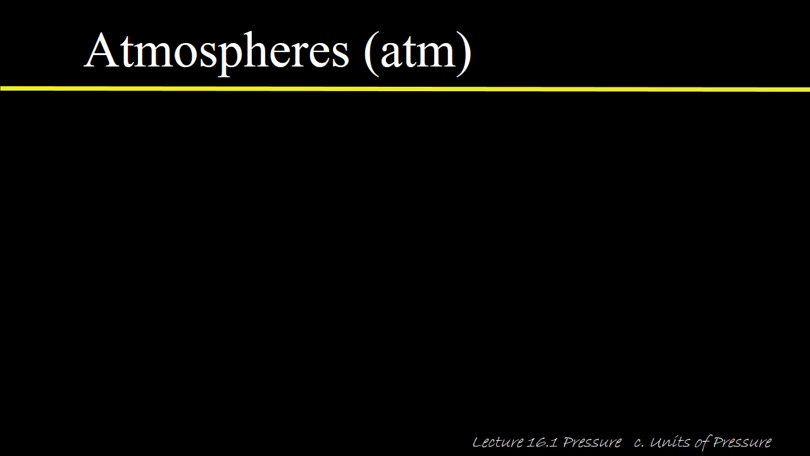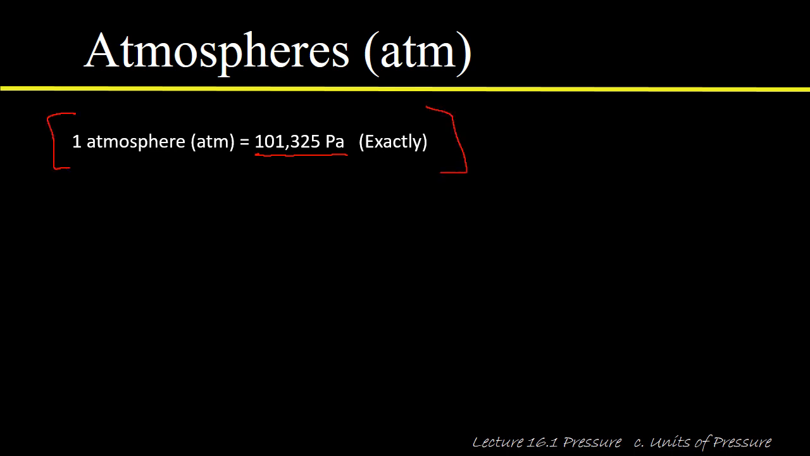All right, the next unit is atmospheres. And an atmosphere is defined as being exactly 101,325 pascals. This is important because a Pascal is defined as we saw in the previous slide, and this definition, which relates atmospheres to pascals, gives us a precise definition of an atmosphere, and that's a good thing to have.